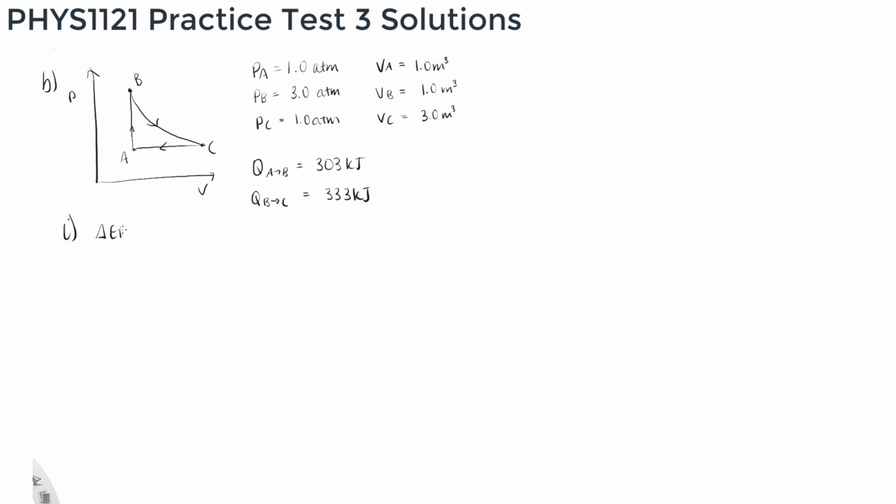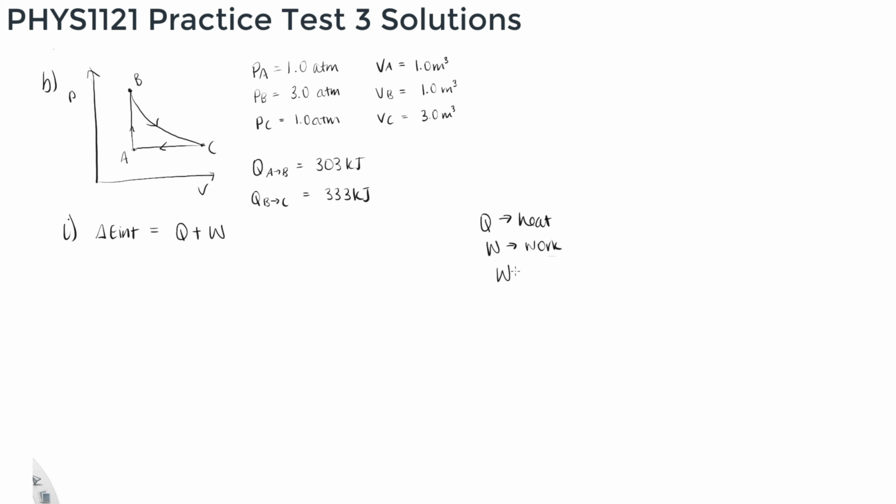So we're asked about the change in internal energy. I will write this down as our equation. So we know that for the change in internal energy, the formula is Q plus W, where Q is heat and W is work. Both have the units of joules. So the heat for the process from A to B, we have been given. It was 303 kilojoules. We just need to now work out what the work is.